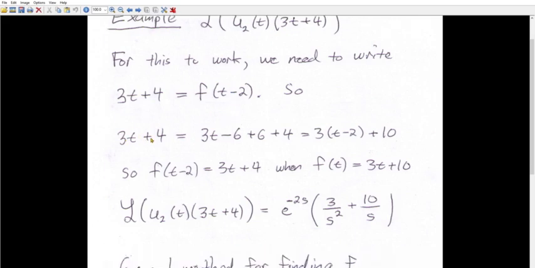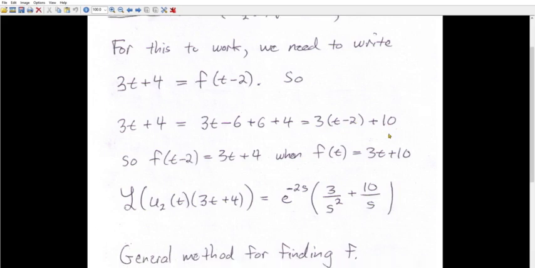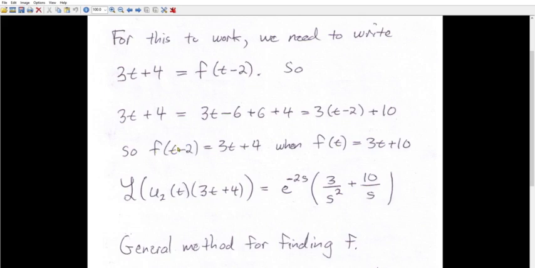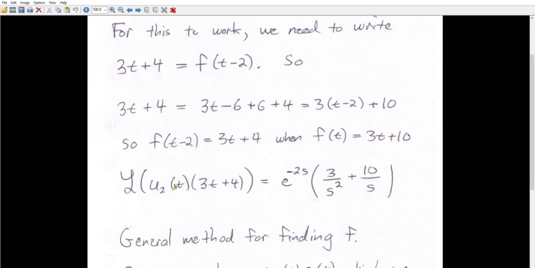So 3t plus 4 can be written as 3t minus 6 plus 10. And the reason we do that is now I can write this as 3 times (t minus 2) plus 10. So f of t minus 2 is 3t plus 4 when f of t is 3t plus 10. So that's what's going to get forward transformed. So u2 of t times 3t plus 4 is going to transform to e to the minus 2s times the Laplace transform of f, which is 3 over s squared plus 10 over s.